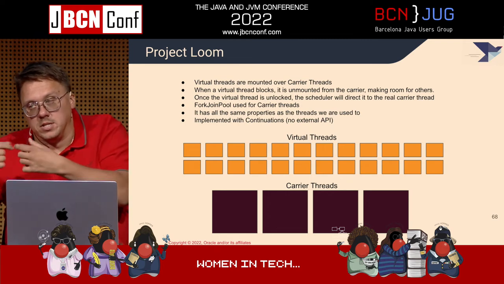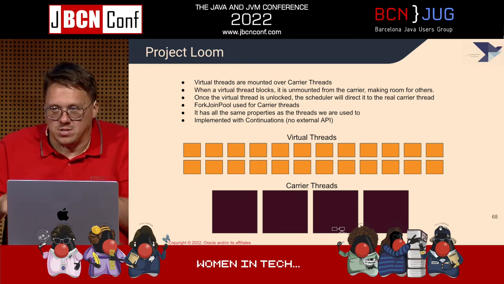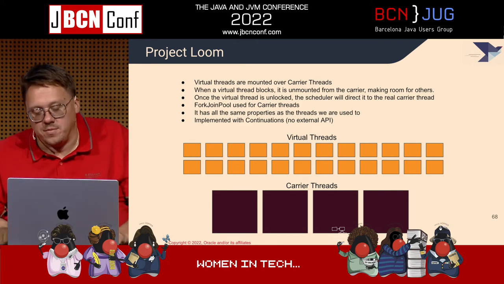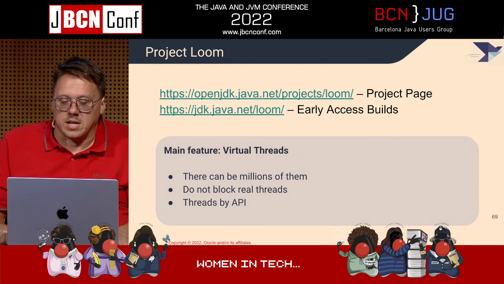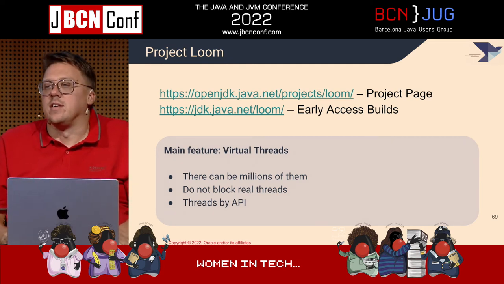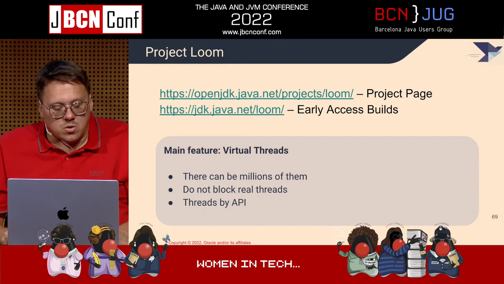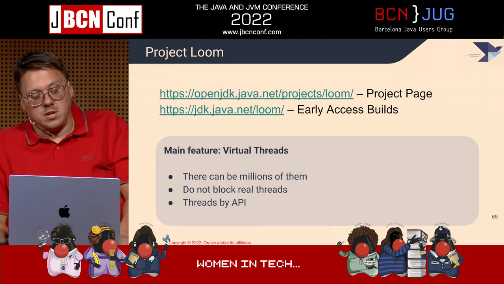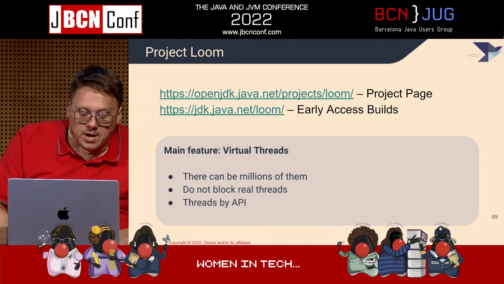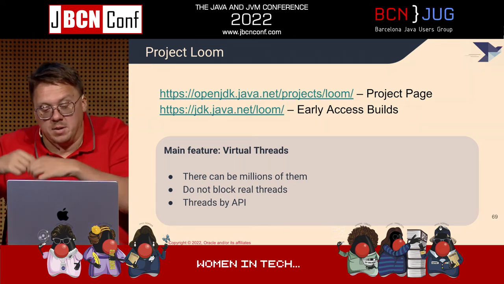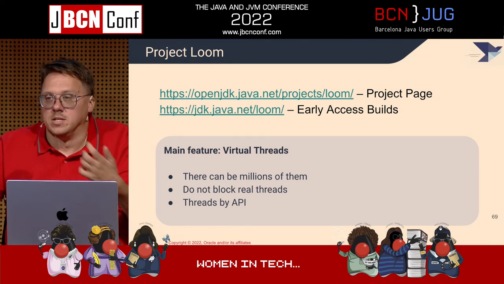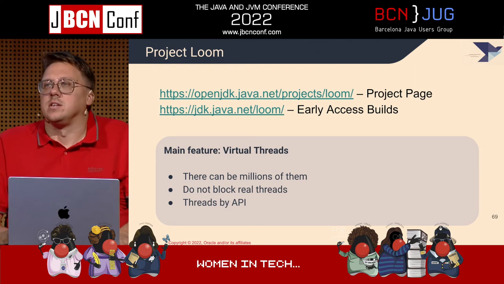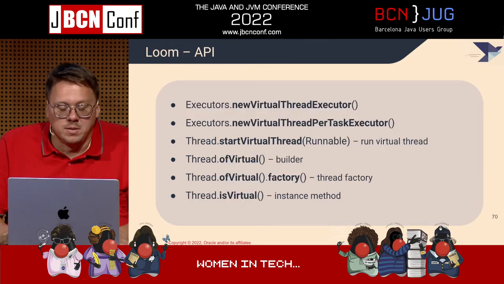Once again, it's based on the continuations API, and technically you don't have to do anything to have a lot of these threads. That means that with virtual threads, you can have millions of them. They don't block real threads, which are a limited resource, and by the API, they are the same. So in a moment, you can work with millions of threads without experiencing all the problems with that.